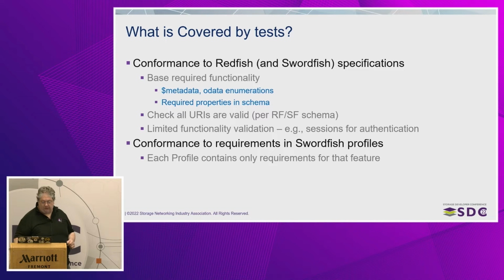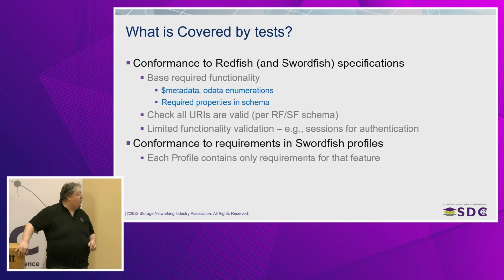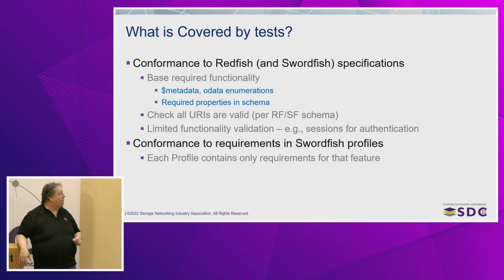So what's covered by the test? There's a few things you have to implement. You have to implement OData, which is part of Redfish, you have to do that anyways, and the metadata options. And there are some required properties in the schema that you must implement. You also must make sure that all the URIs are valid. You can't produce a volume collection that has 3 volumes that actually return 404 errors.